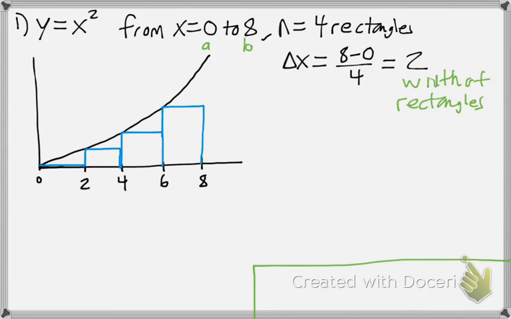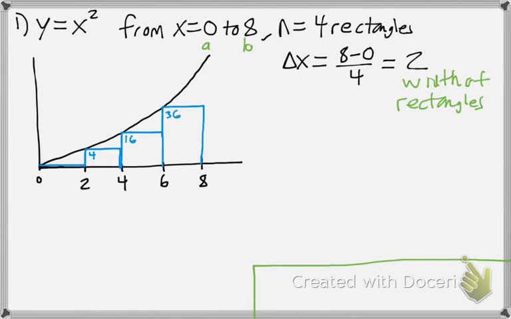So it is important to know what the height of each of these rectangles is going to be. So you can actually figure that out if you just plug each of these numbers into the function. So if you plug 0 into x squared, you get 0, which makes sense because that rectangle has a height of 0. If you plug 2 into the function, 2 squared is 4, so this is going to have a height of 4. If you plug 4 into the function, you get a height of 16. And if you plug 6 into the function, then you get a height of 36.